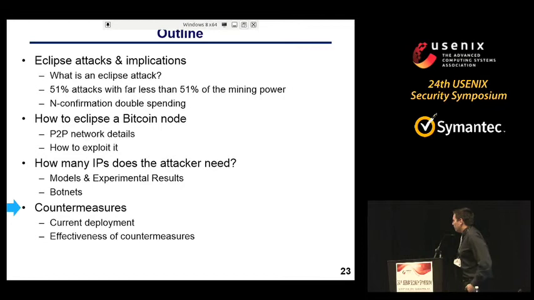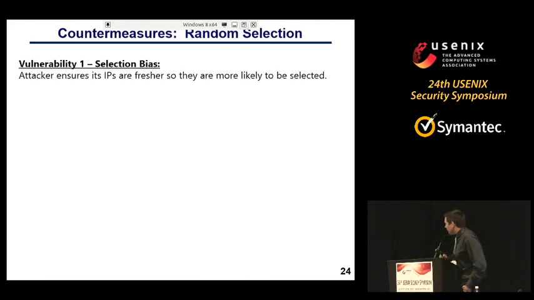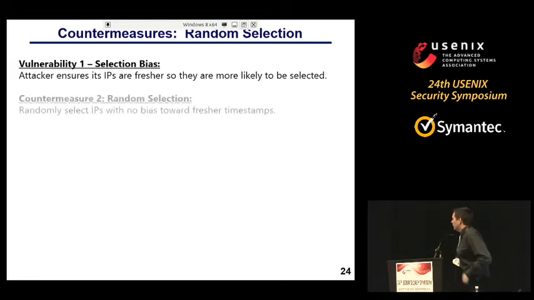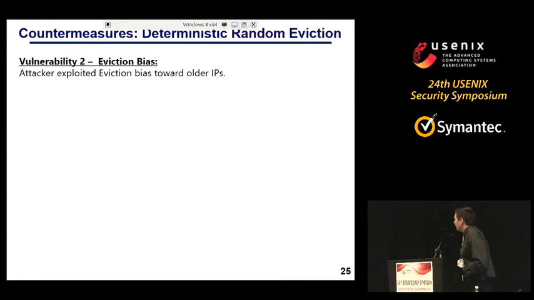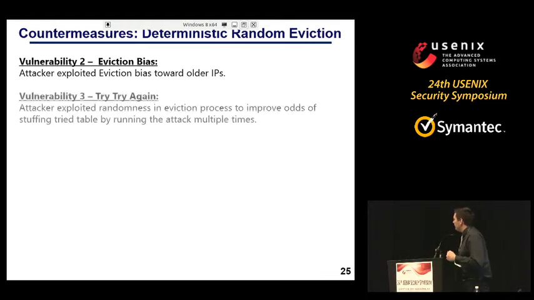So we developed some countermeasures. The first countermeasure we came up with thinks about this vulnerability. We have a vulnerability towards selecting fresher timestamps. So if we just randomize the selection process, that vulnerability goes away. An additional vulnerability we face is this eviction bias, where the oldest IP addresses are evicted. And then we also have this additional vulnerability of try again, in which if you evict yourself, you can run it again and then hope not to evict yourself and continually improve your chances.